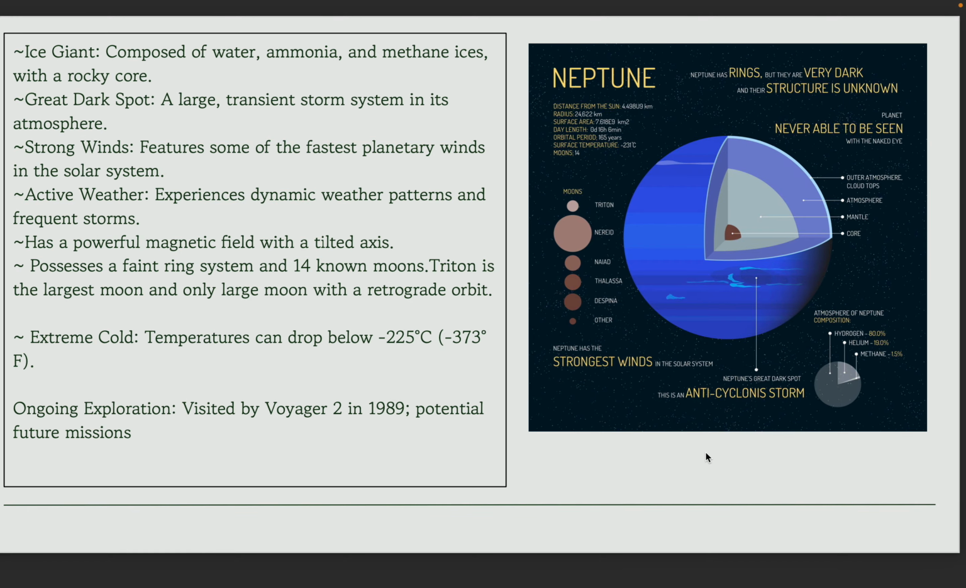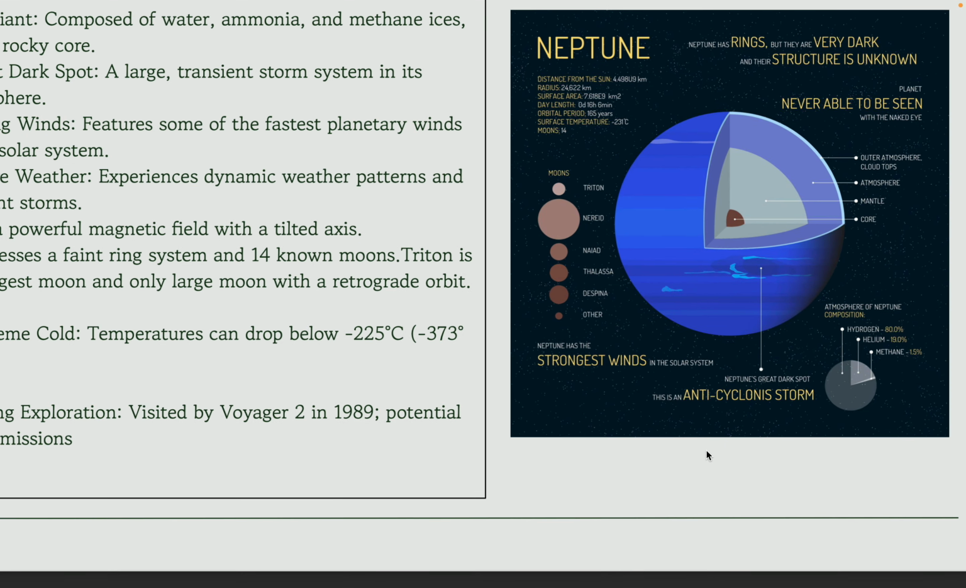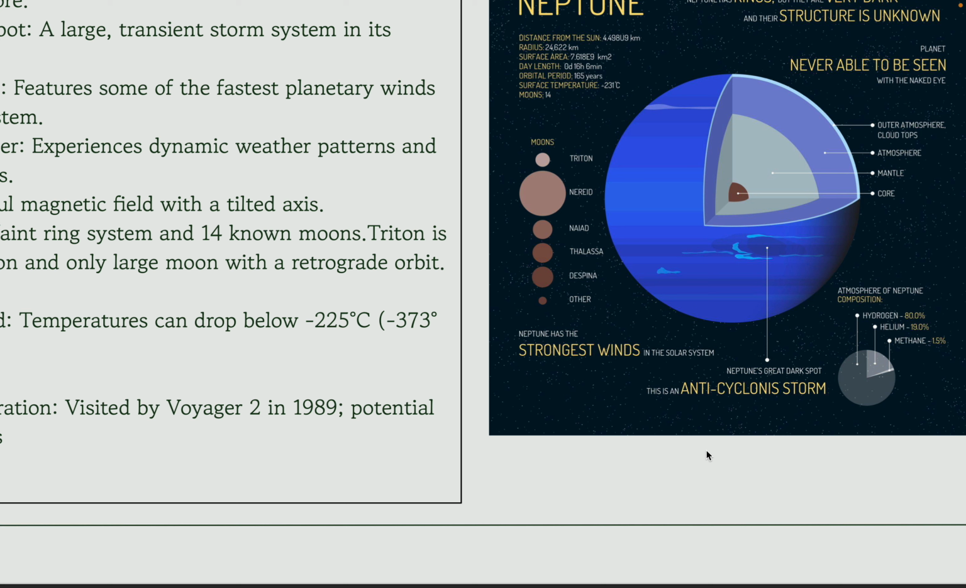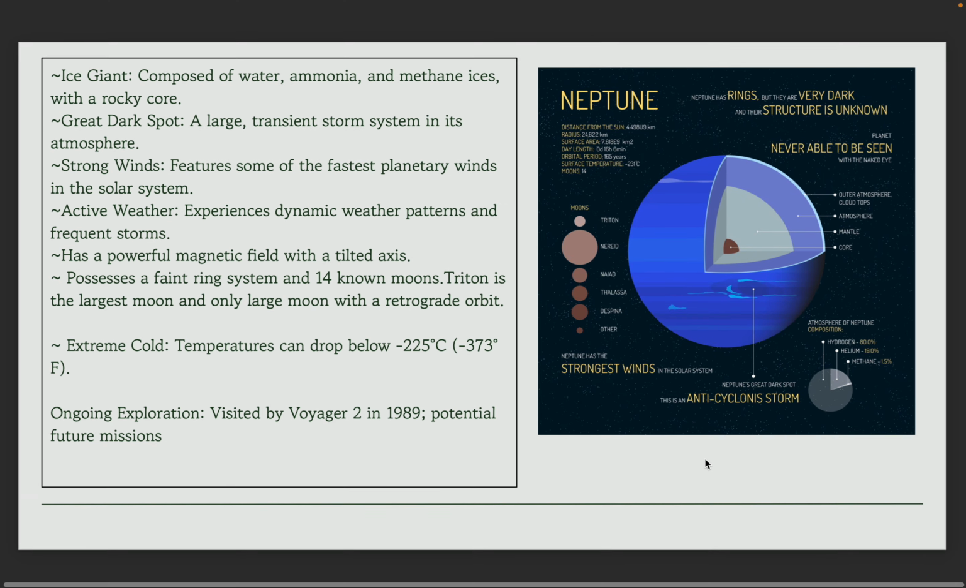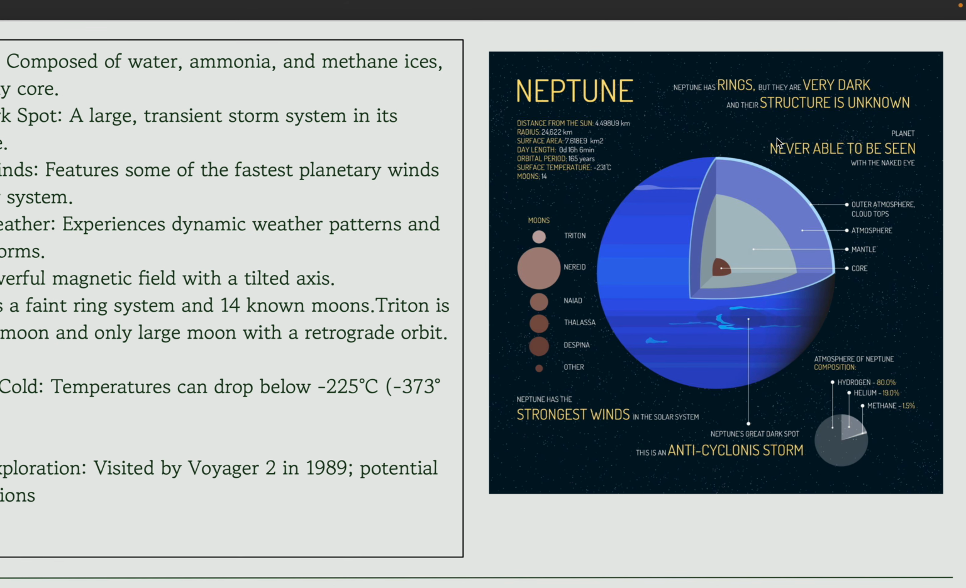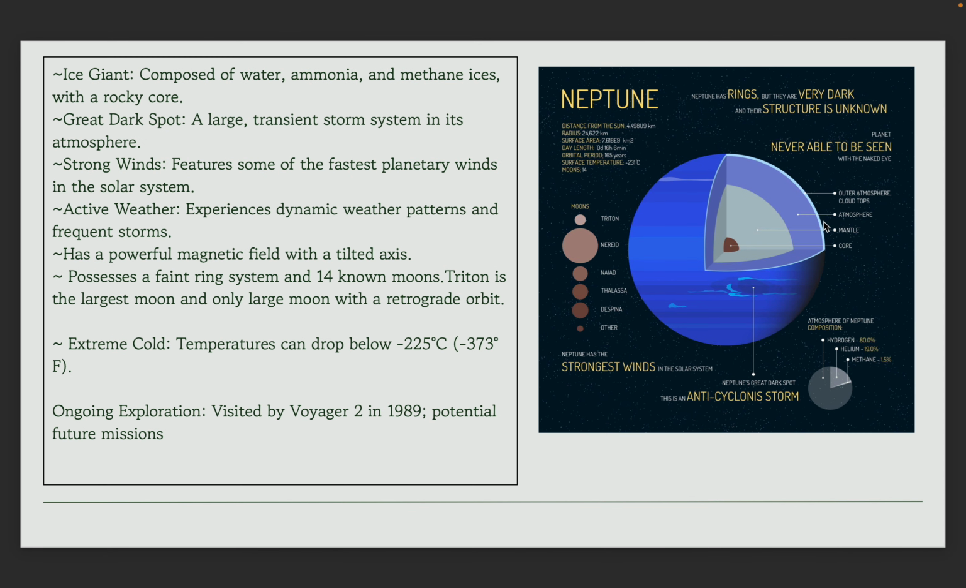It has a total of 14 known moons. Its moons are Triton, Nereid, Naiad, and others. Here you can see the names of different moons of Neptune. Neptune has rings, but they are very dark, and their structure is unknown. This planet can never be seen with the naked eye.